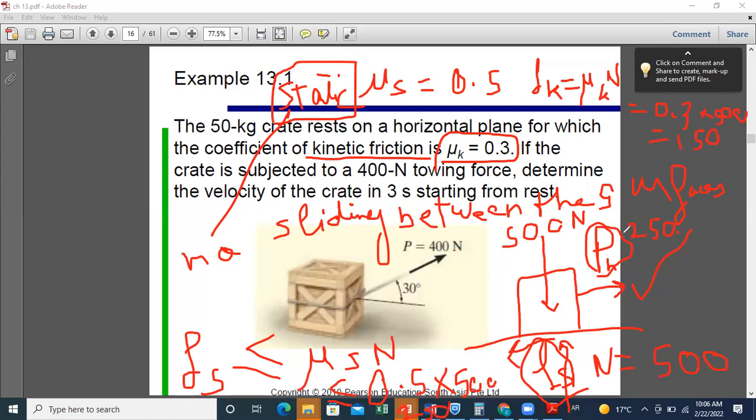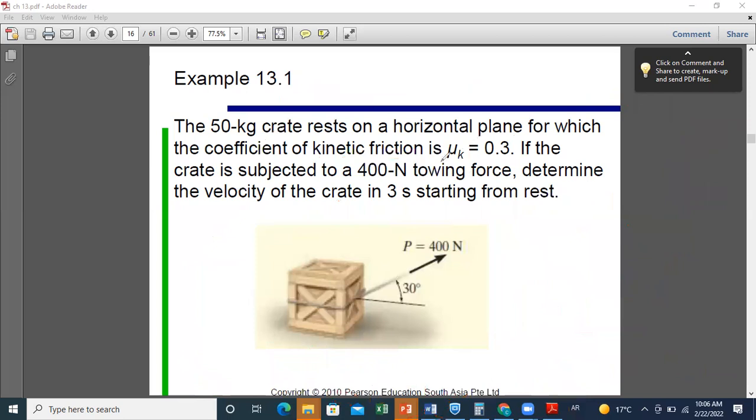Now, in some problems, they don't tell you if the box is moving or not. They give you both coefficients, and it's up to you to determine if it will move or not. Let us try to do it in the example here. In the example here, since they just gave us the kinetic friction, we understand that it's moving. But in case they didn't tell us it's moving, and they gave us that mu k is 0.3, and mu s, let's say, is, for example, 0.4, and we want to determine if it will move or not, what we should do is first we'll put the balance of forces.